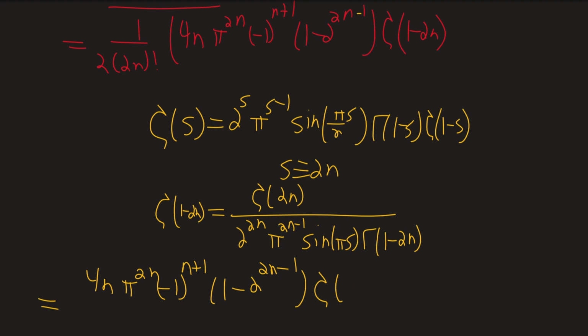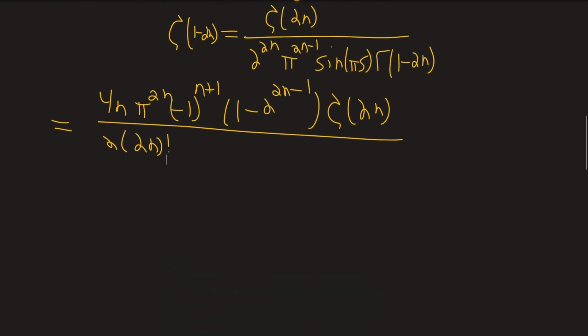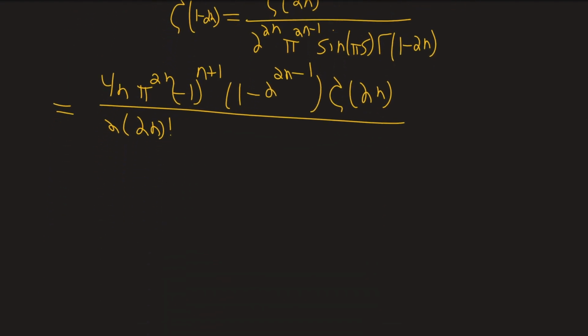Or sorry, not zeta of 1 minus 2n. Zeta of 2n, because we are subbing that in, over 2 times 2n factorial, and then the rest of this nasty denominator, times 2 to the 2n, pi to the 2n minus 1, times the sine of pi n, times gamma of 1 minus 2n. And all of this looks extremely messy, but you will see that some things start to cancel. I sound like a broken record right now, but I swear they actually do.